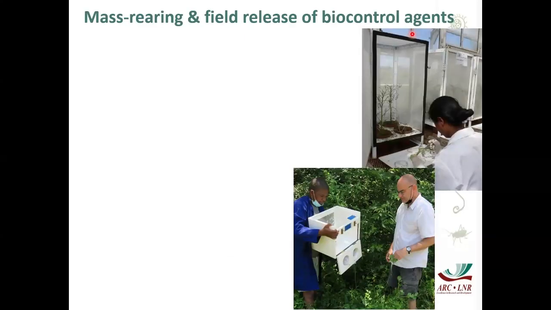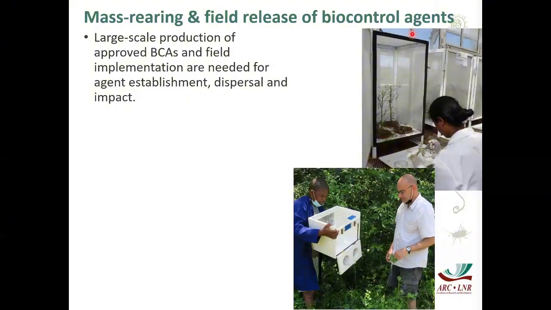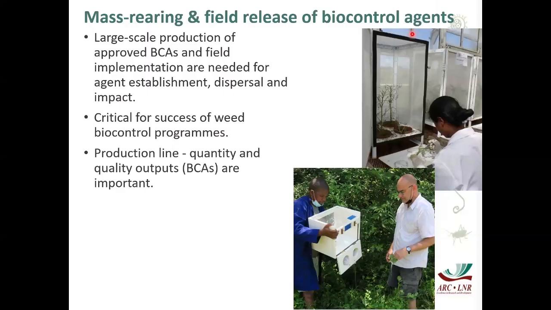So once we have an approved biocontrol agent, we can mass rear it. This is large scale production, and it's needed to establish the agents as widely as possible. It's really critical for the success of weed biocontrol programs. There's not much point in putting a lot of time and effort into developing a biocontrol agent if the resources are not provided to rear it and distribute it as widely as possible and to make full use of its benefits. It's basically a production line where quantity and quality are really important.